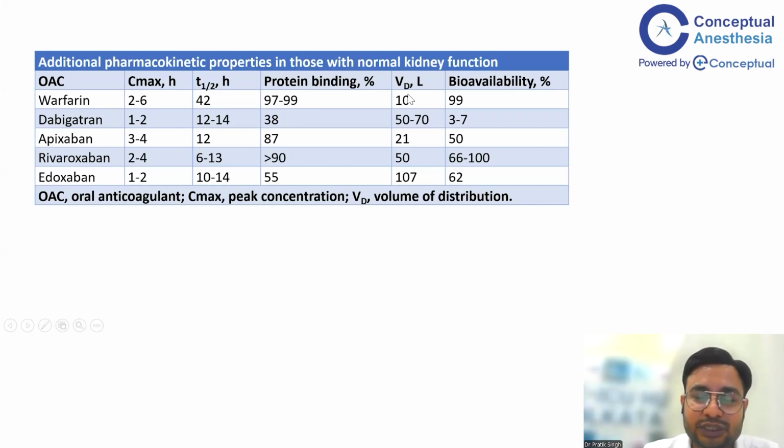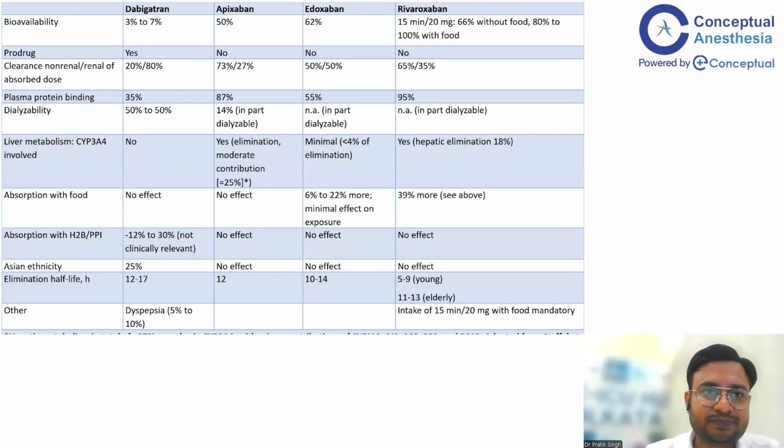And the volume of distribution is 10 liters. Bioavailability is very high, 99%. So it is very good if you give oral warfarin. Dabigatran, protein binding is 38%. Bioavailability is not very good, so we try to check the bioavailability depending on the patient's condition. Apixaban is very well orally tolerated. Protein binding is 87%. Rivaroxaban, because of its longer half-life, we can see it here, is being used more popularly. So this is what these oral anticoagulants are.